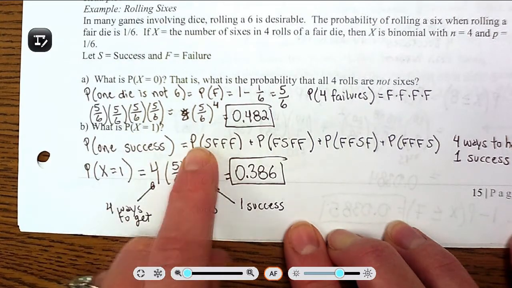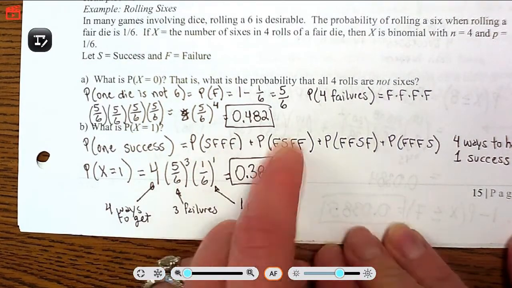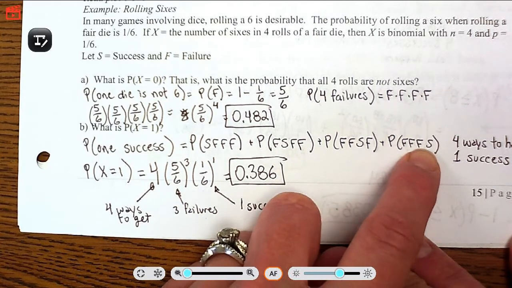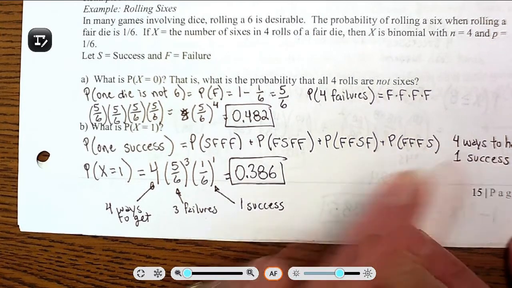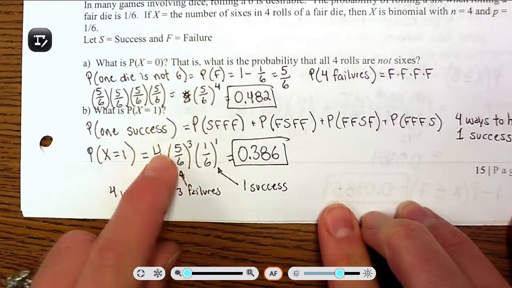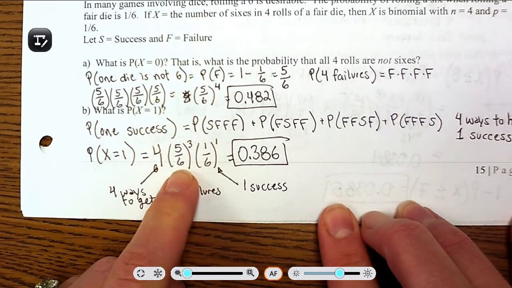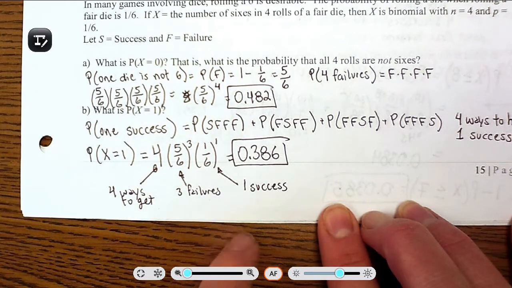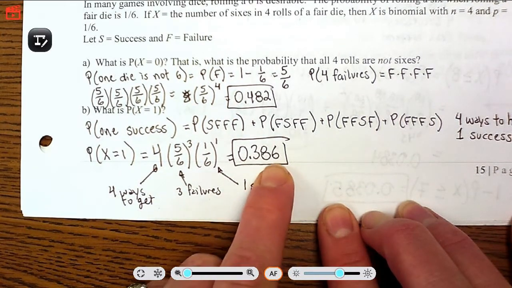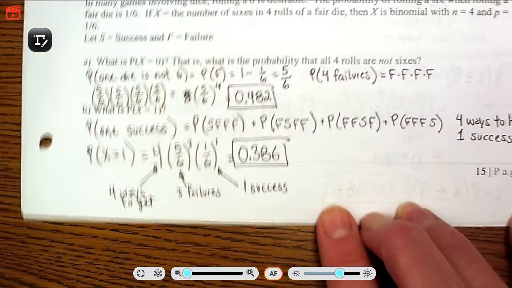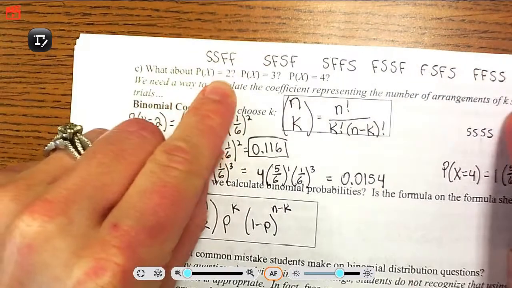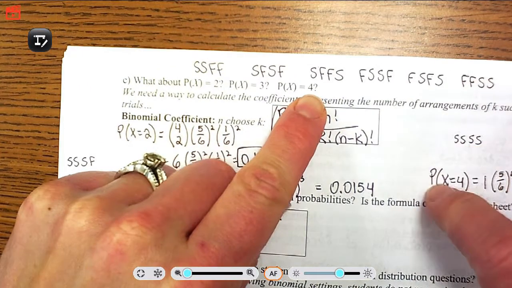So the probability of 1 success could be the first or the second or the third or the fourth success. So this can happen 4 ways. So your probability of x is the 4 ways that you can get 3 failures and 1 success. Okay, so that's 0.386. So what about 2, 3, or 4 successes?